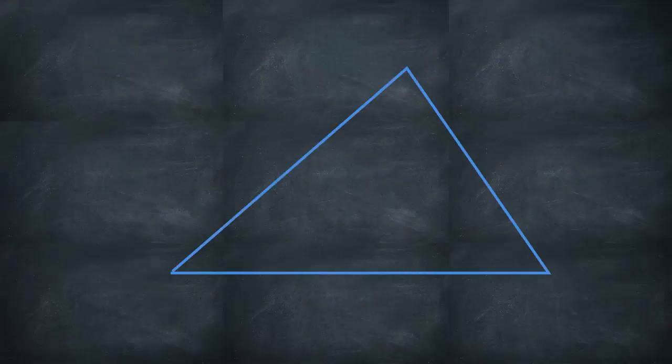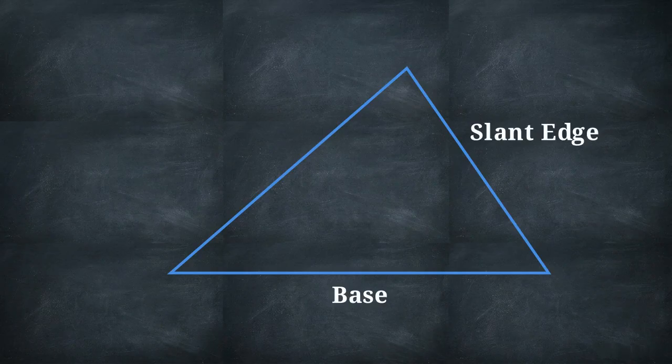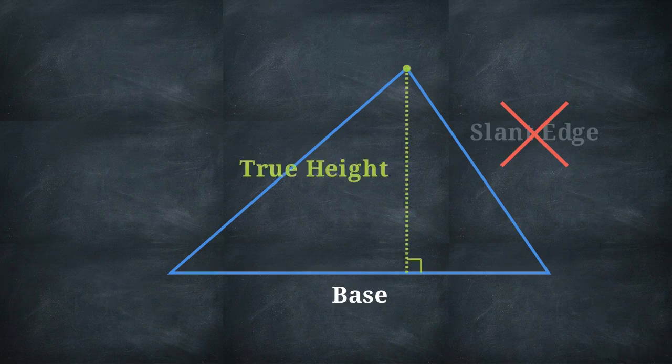Let's look at triangles. The most common mistake here is falling for the height trap. This shape shows a base and a slant edge. That slant is not your height. To calculate area, you must find the true perpendicular height, dropped straight from the apex to the base.